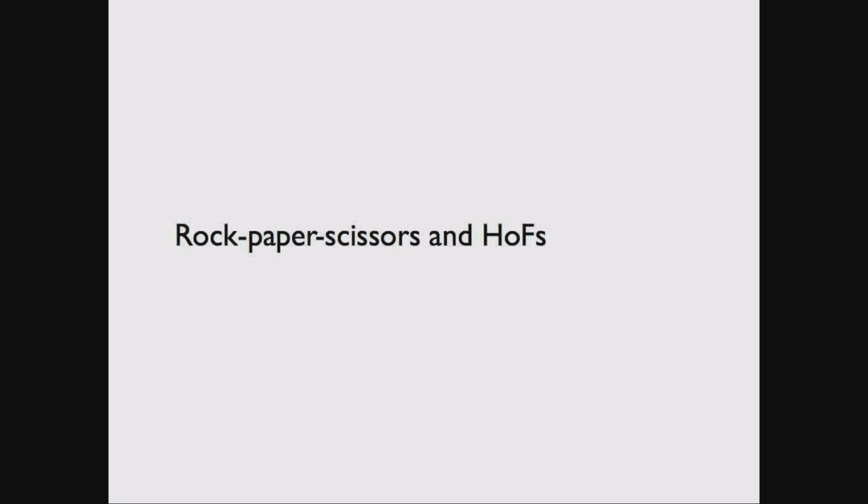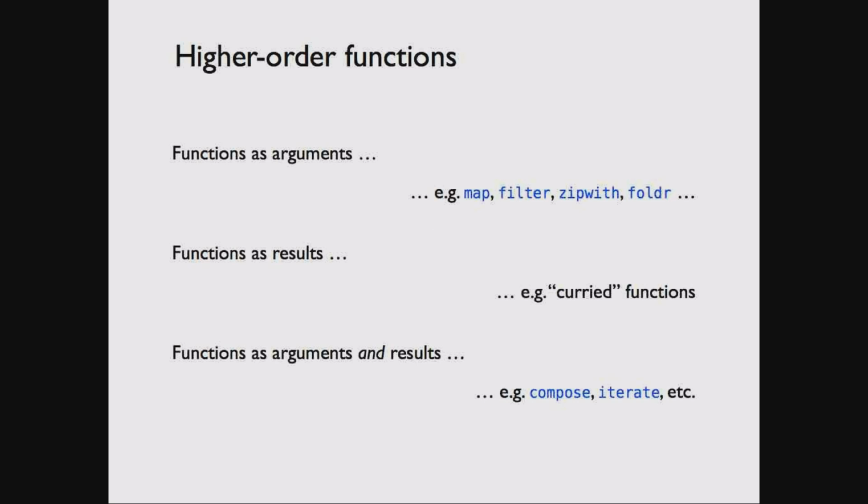Right, we've reached the end of this case study on rock, paper, scissors, during which time we've looked at higher order functions as well. So let's just recap a bit what we've done. We've seen that higher order functions can be functions that take functions as arguments, like map and filter and so on. They can be things that give us functions as results, these curried functions like the add one argument function that returns a function that adds that to whatever number is passed to it. And then functions that take functions as arguments and results. Things like compose, which we looked at in a previous activity, and iterate, which you defined for yourself.